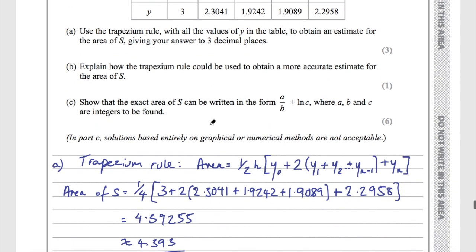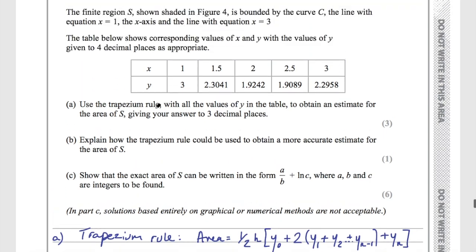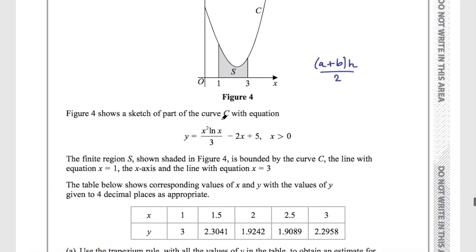Okay, part C says show that the exact area of S can be written in the form a over b plus the log of c, where a, b, and c are integers to be found. And it says in part C, solutions based entirely on graphical or numerical methods are not acceptable. So that is clearly telling you need to take the integral of this equation, and this is going to require us to use integration by parts for this x squared log of x.